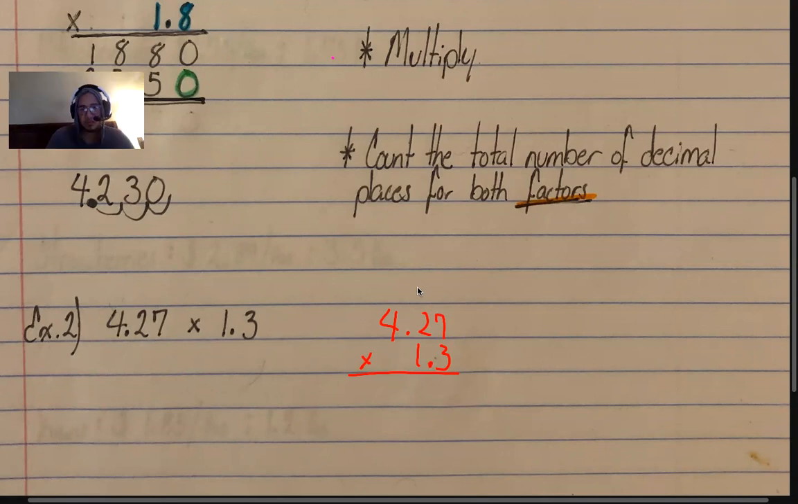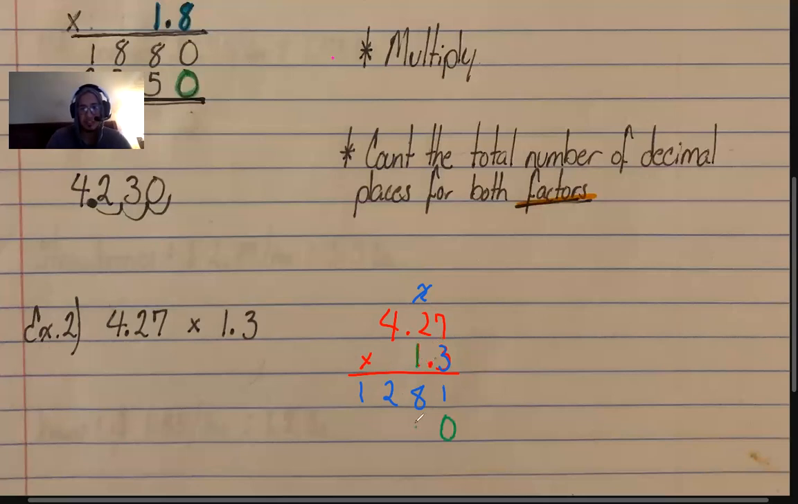3 times 7 is 21. 3 times 2 is 6, 7, 8. 3 times 4 is 12. There we go. Notice that I am done with the 3. So I'm going to put a 0 underneath that column, indicating that I'm done with that. I'm going to continue with the 1.